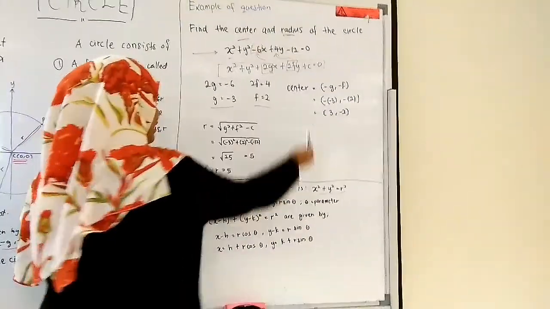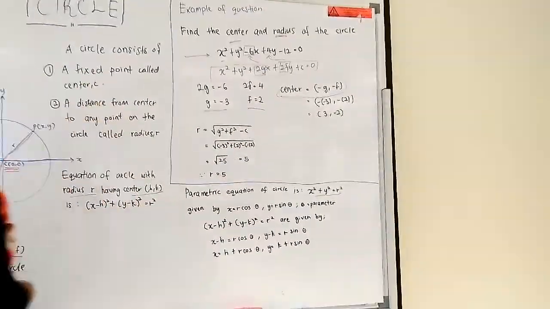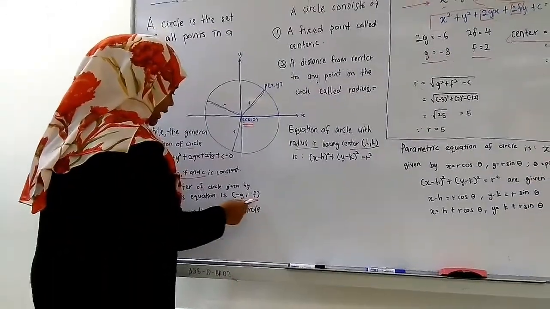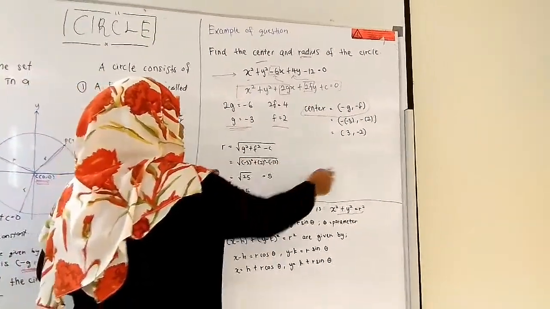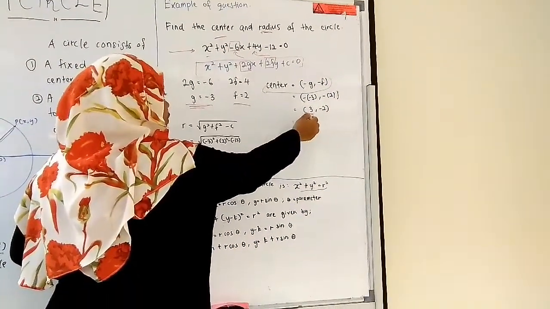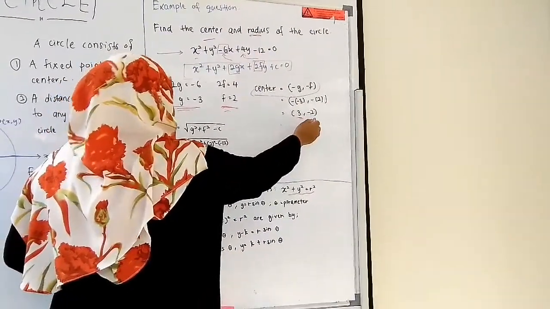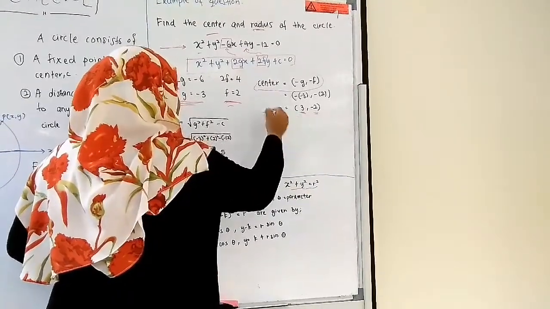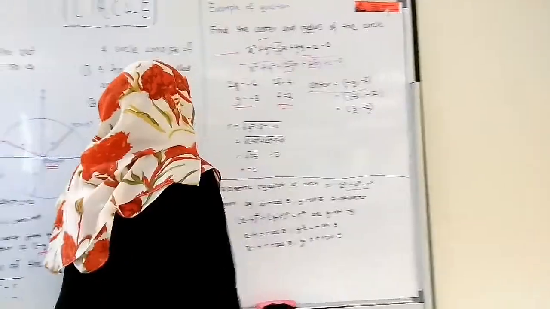Then we will get the center. The center, like I said, is based on negative g and negative f. So if g is a negative value, then at the center it will become positive. If f is a positive value, then it will become negative. So the center of this circle is (3, negative 2).